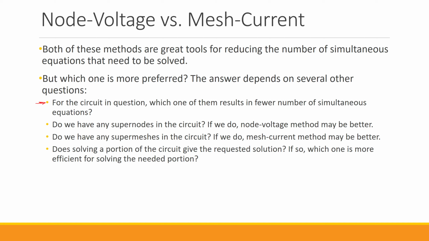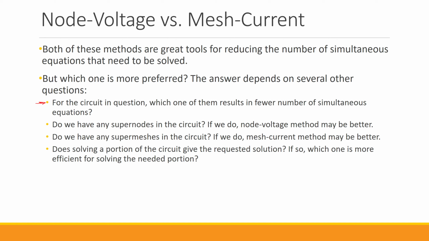the total number of essential nodes minus 1. So if you have a circuit that has 4 essential nodes, since one of them you consider as the reference, you only need to solve 3 equations. For the mesh current method, you count the number of meshes in your circuit. So the number of equations that you need to solve is equal to the number of meshes that you have in your circuit.